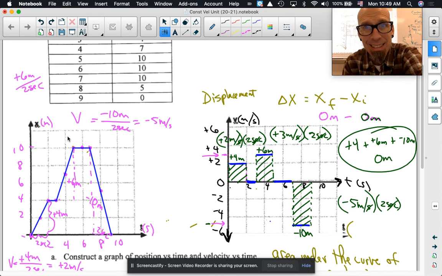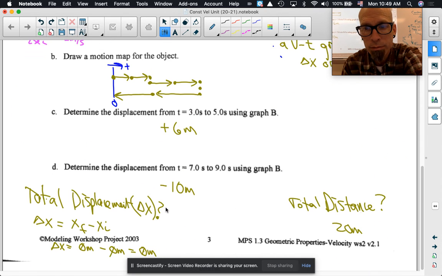Now, the second question is, how much distance was traveled? Remember, distance is the length of the path that you traveled. So how much distance was traveled? Well, you went 4 and another 6 and then 10 back to 0. That's a total of what? That's 20 meters of distance.